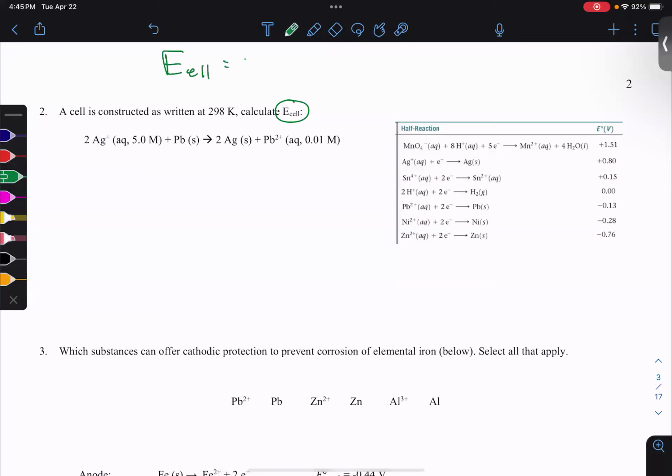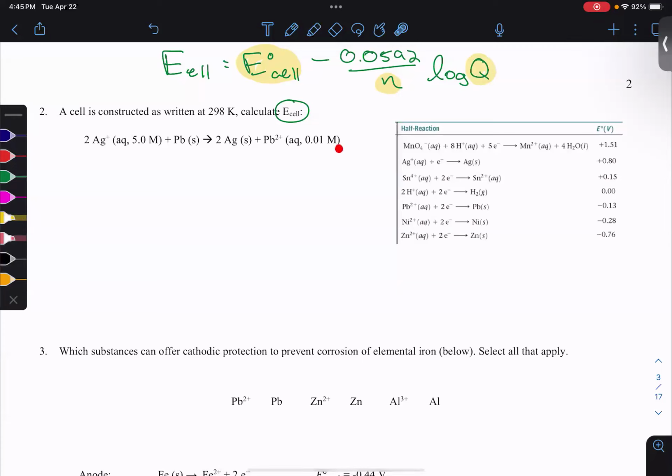So we probably want to use the Nernst equation. So E cell equals E cell naught minus 0.0592 over N log of Q. So whenever using the Nernst equation, the components you need: the cell potential at standard conditions, so that means we have to do the cathode minus anode stuff. We need N and we need Q. So let's just do this in order.